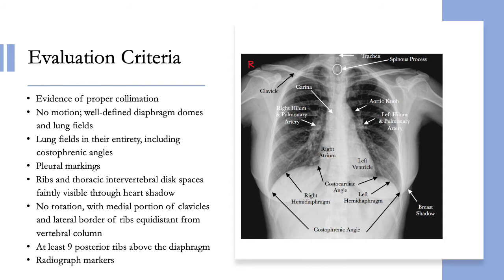There is no rotation, which is indicated with the medial portion of the clavicles and the lateral border of ribs being equidistant from the vertebral column. There are at least 9 posterior ribs above the diaphragm, which indicates that this exposure was taken with the patient taking full inspiration. And as always, radiographic markers help see the position of the patient.